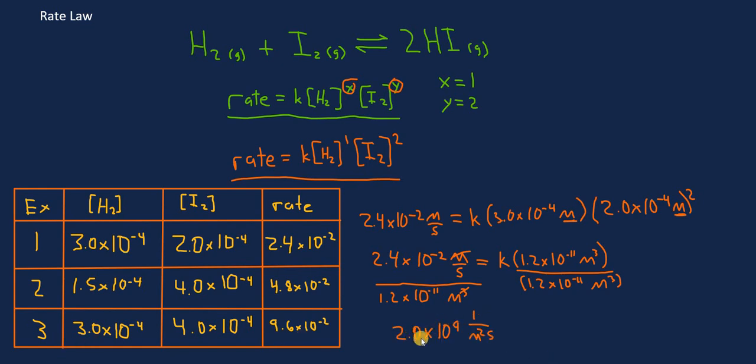So for your answer, you should get 2.0 times 10 to the 9. And then your units are going to be 1 over molar squared times s. And that's because your m canceled up top, and you're left with 2 m's, or m squared, in the bottom. So you can also write that unit as m to the negative 2 times s to the negative 1. Either one works. You can write it as a fraction, or you can write it in exponential form. But that's how you would solve for the rate constant k. So this number right here is our rate constant.